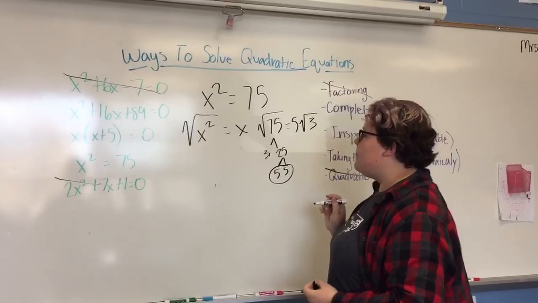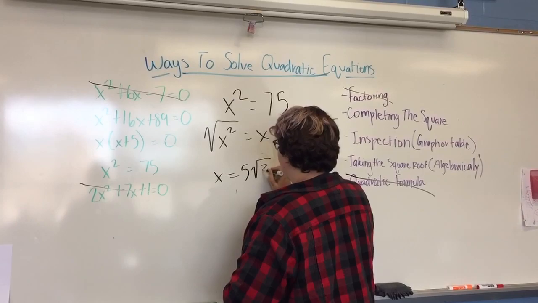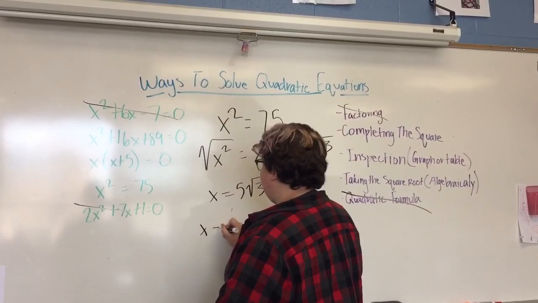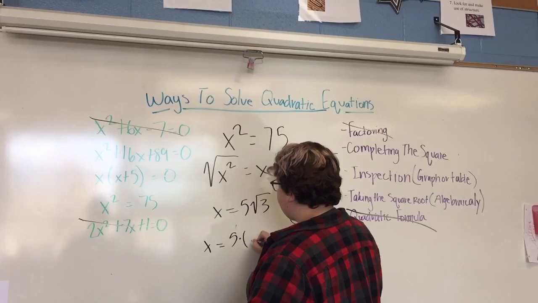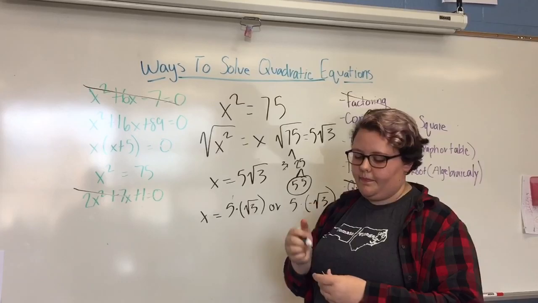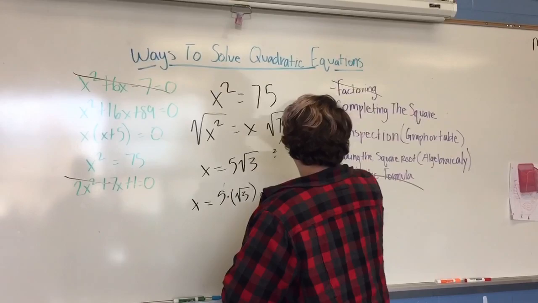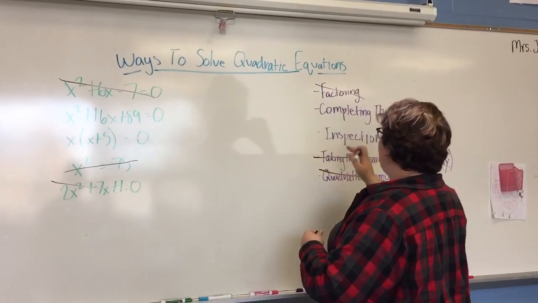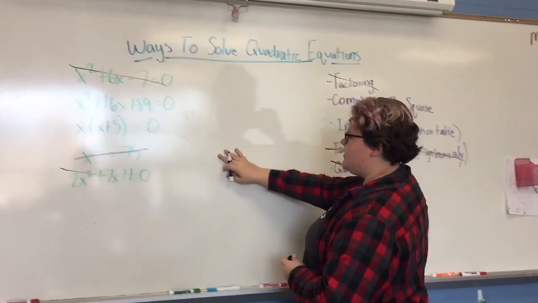So it's going to be 5 times the square root of 3, because the 3 does not have a pair, so it goes inside the radical. So x equals 5 times the square root of 3, but the root is either negative or positive, because a negative times a negative is a positive, but a positive times a positive is also a positive. So x is equal to 5 times positive square root of 3 or 5 times negative square root of 3. Take a minute to write that down. Moving on. Now we're going to do completing the square with x squared plus 16x plus 89 equals 0. So we write that out.